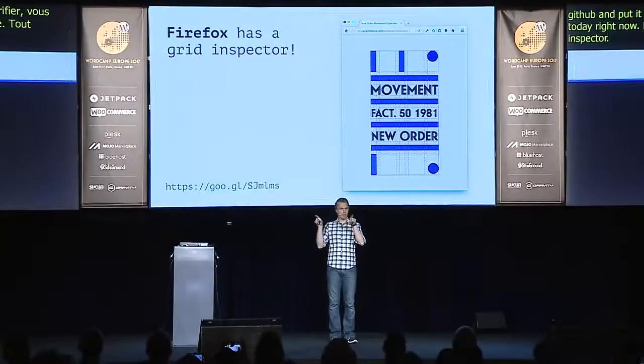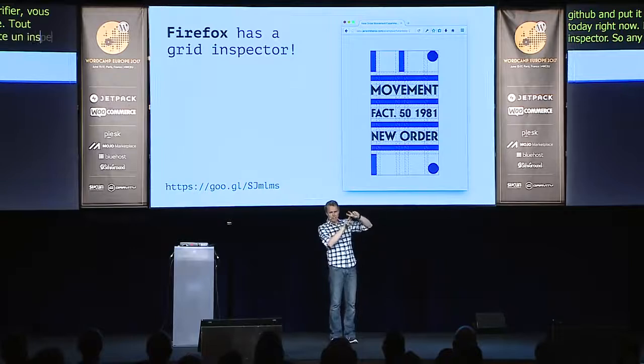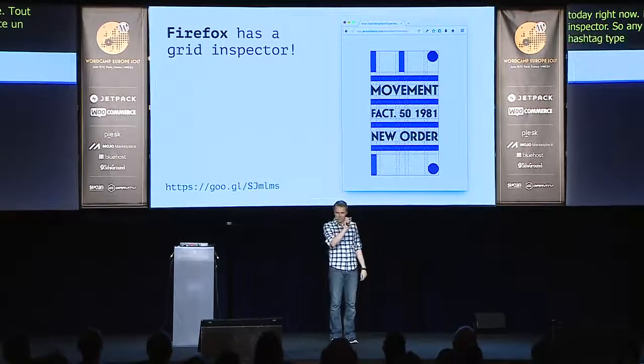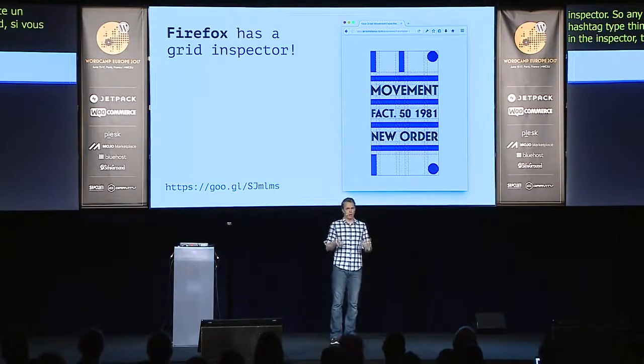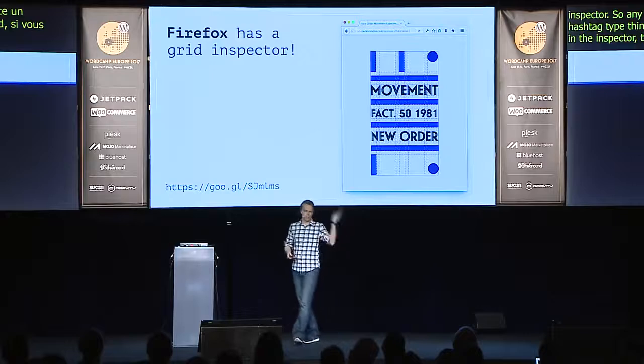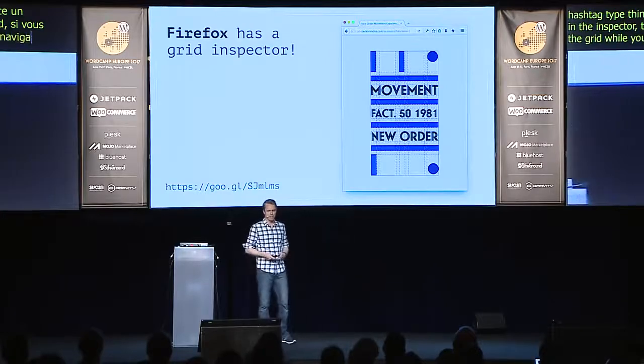Number one, use Firefox when you develop, because Firefox has a grid inspector. So anytime you find an element that has grid on it, there's a little hashtag-type thing that's supposed to look like a grid. And if you click on that in the inspector, the grid lines appear in your browser, and you can actually see the grid while you're working with it. I'm sure the other browsers will catch up, but right now, Firefox has it.